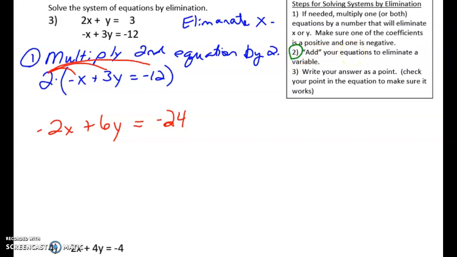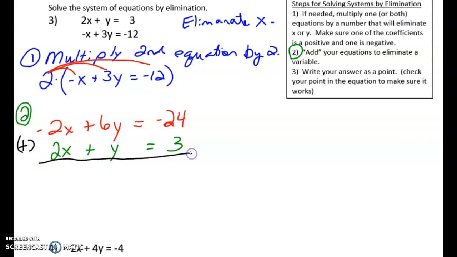So that was our second equation. Let's get that first equation back up there. So our first equation was 2x plus y equals 3. And then let's go ahead and add these up. So if I add -2x plus 2x, that's where we get our canceling out, our elimination. 6y plus 1y, that would be 7y. -24 plus 3, -21. Okay, so we can finish this up by, I should say, add your equations to eliminate a variable and solve.